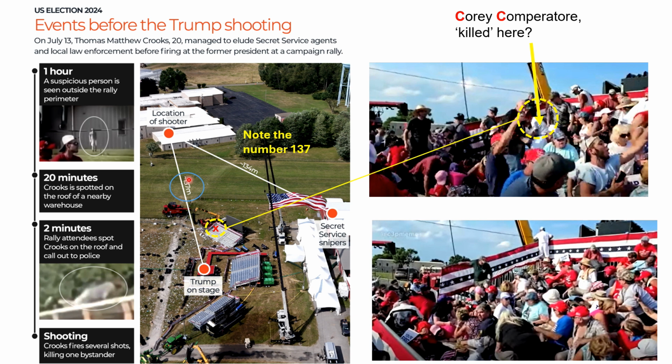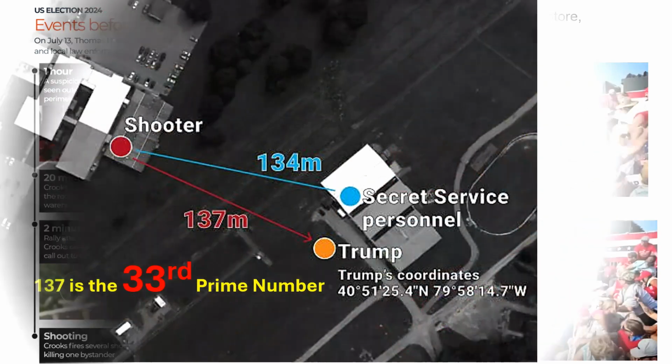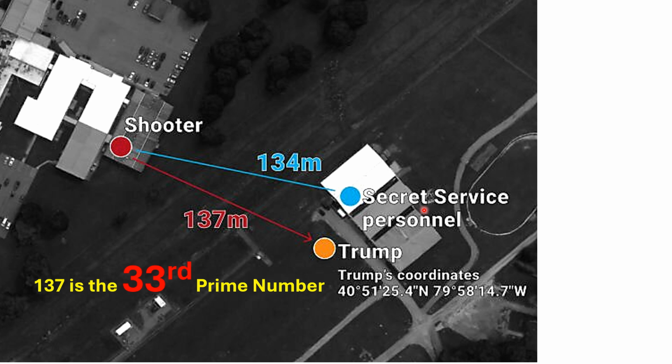But look at the number here, 137. We'll see that the date is 13/7, 13th of July, and we'll look at the code of 137 in one slide's time. I don't know my own presentation. So this is where they say the shooter is, which is consistent with all the others, and you can see here 137 meters. 137 is the 33rd prime number, and the date was 13th of July, 13/7. A coincidence? I think not.